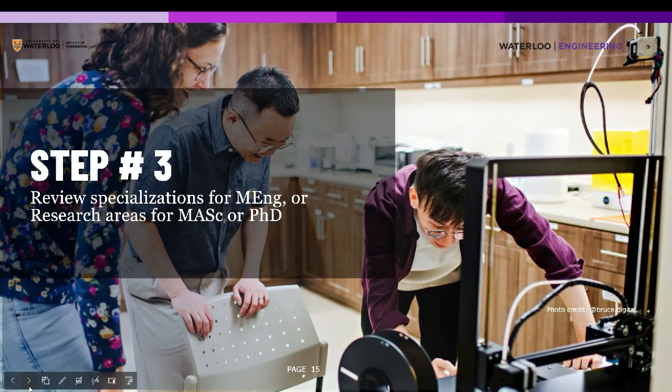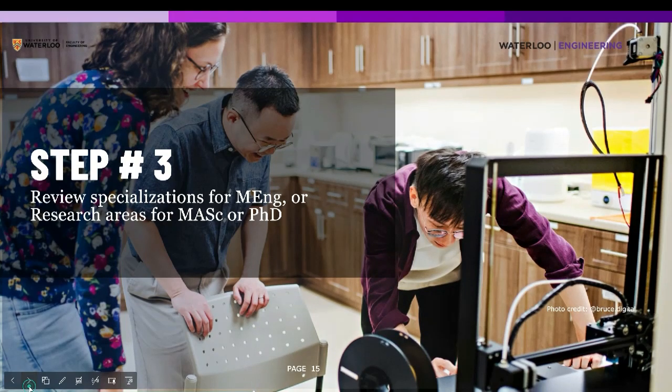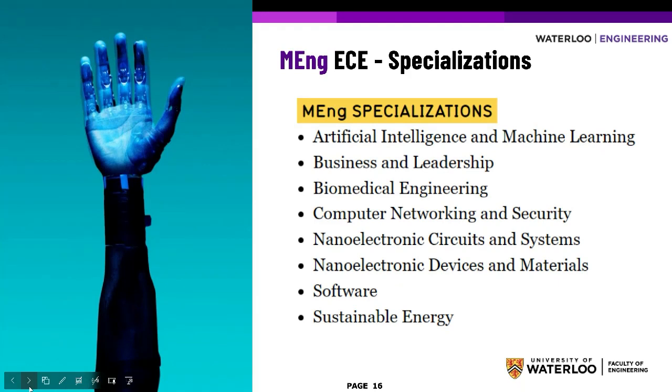So as you noted, review the specializations for MEng or the research areas for master's and PhD students. As you can see here, we have 8 areas of specialization for the MEng program. One thing to note about the areas of specialization in MEng is that you are not guaranteed a specialization in the MEng program. We do our very best to offer as many of the specialization courses as we can throughout the duration of the MEng programs.